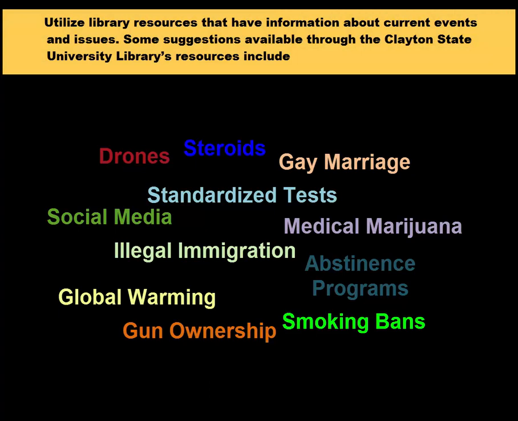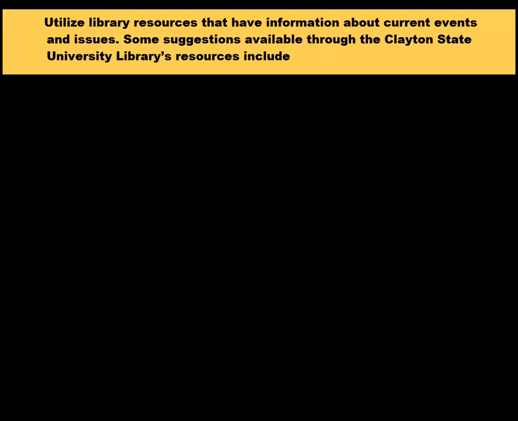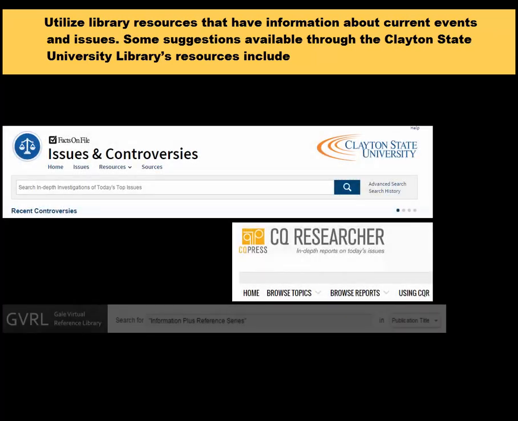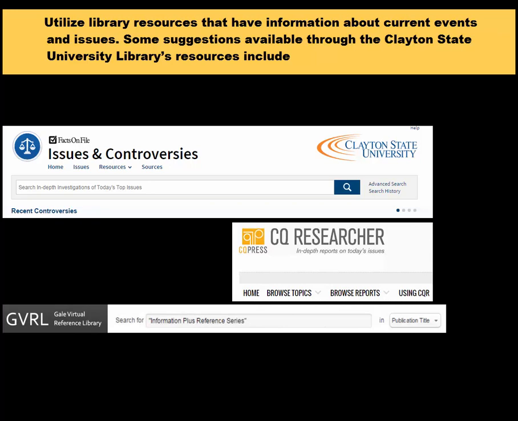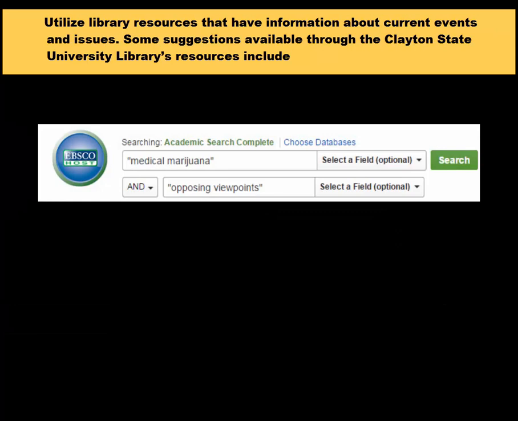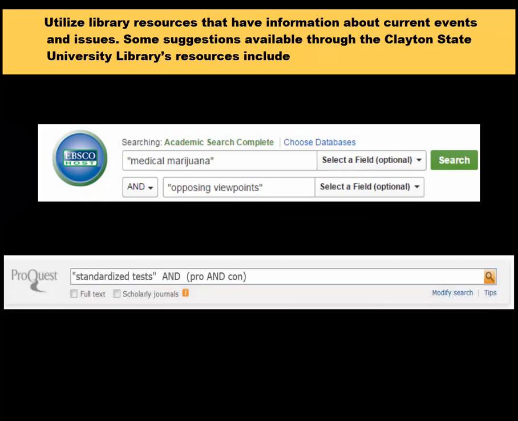Utilize library resources that have information about current events and issues. Some suggestions available through the Clayton State University Library's resources include Facts on File, Issues and Controversies, CQ Researcher, and GVRL. Try adding the following keywords to the search topic: opposing viewpoints or pro and con. Here are two examples of possible search strategies.